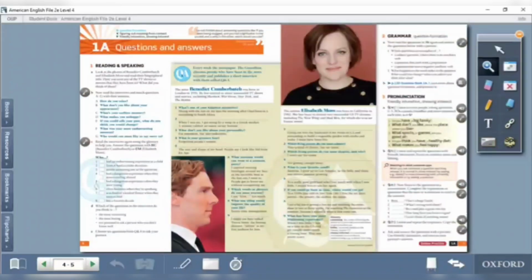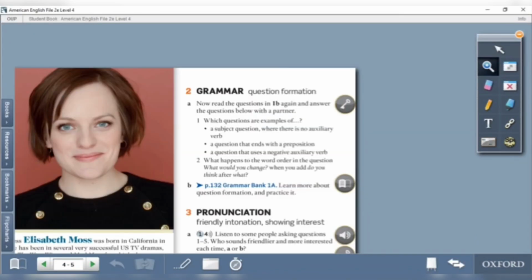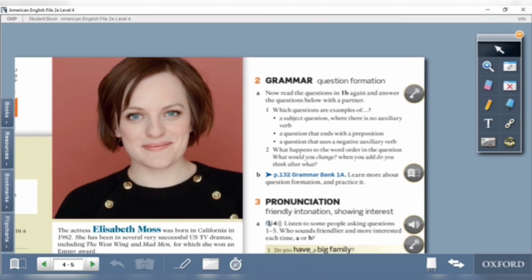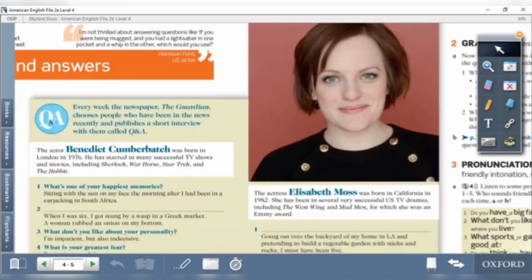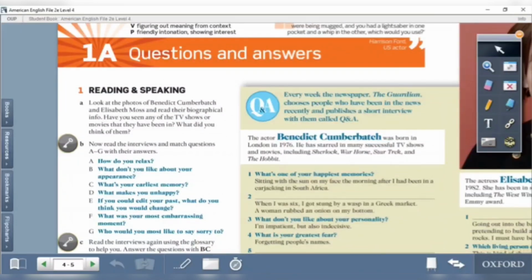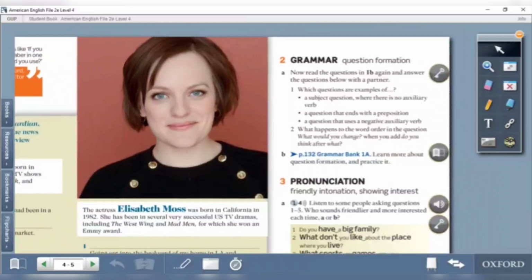Now let's move to the second part of the lesson, which is grammar. Before we dive into grammar, I want you to go back to the questions that we've got here in exercise B. Do you still remember them? A, B, C, D, E, F, G. So what is the question? What are you going to do?